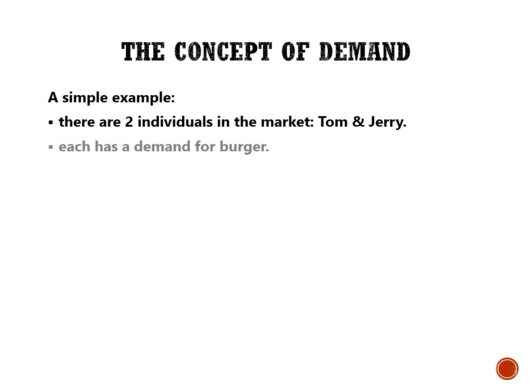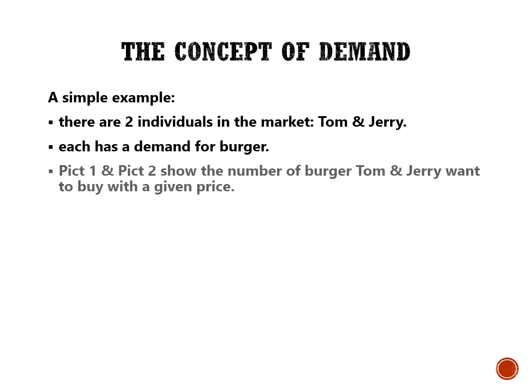Let's take a simple example. There are two individuals in the market, Tom and Jerry. Each of them has a demand for burgers. Picture 1 and Picture 2 show the number of burgers Tom and Jerry want to buy at a given price.